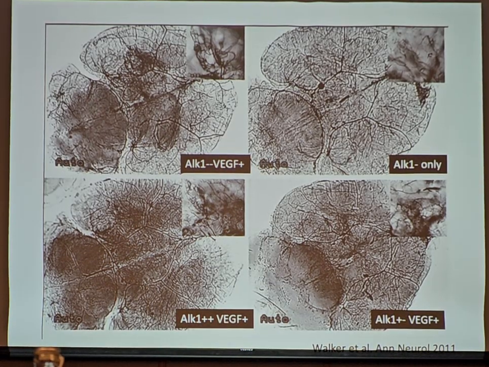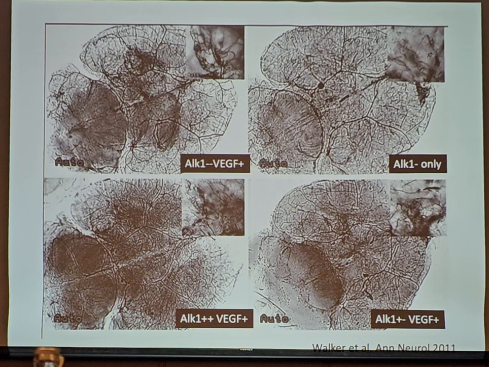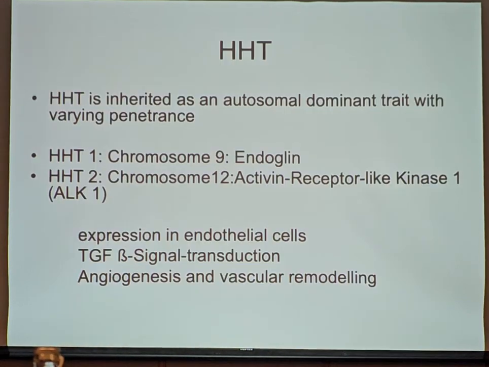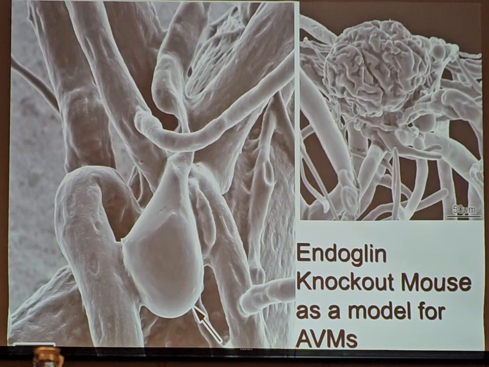The first hit was that ALK1 is missing. The second hit was that somehow you need a situation where you have an increase in VEGF, and then the brain AVM forms. And this is, I think, a very interesting potential target in the future for our treatment.